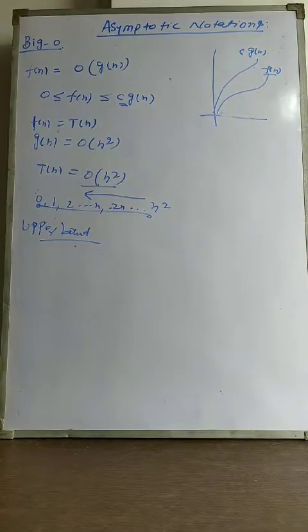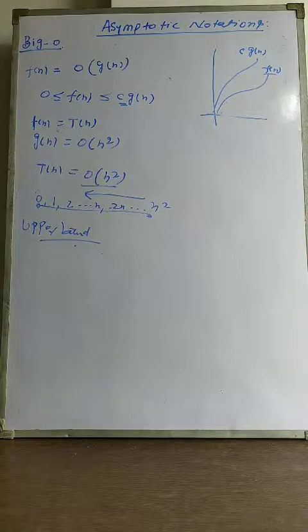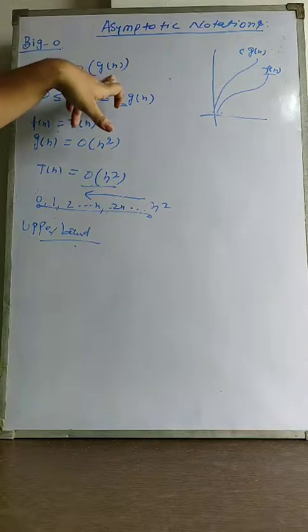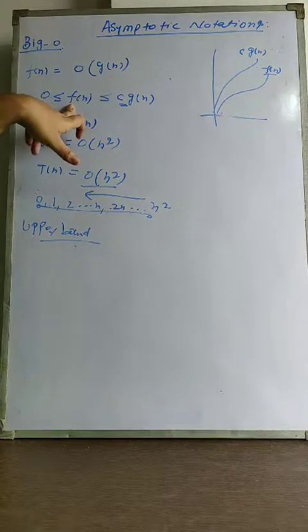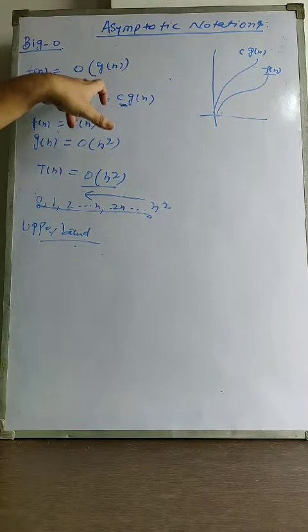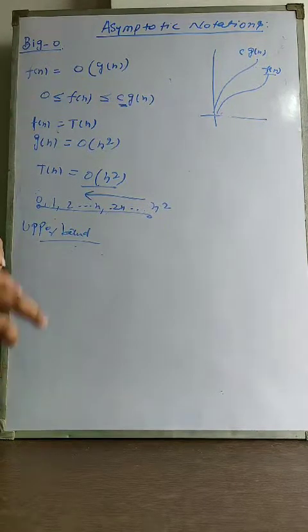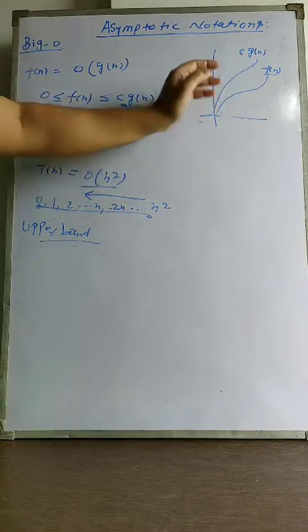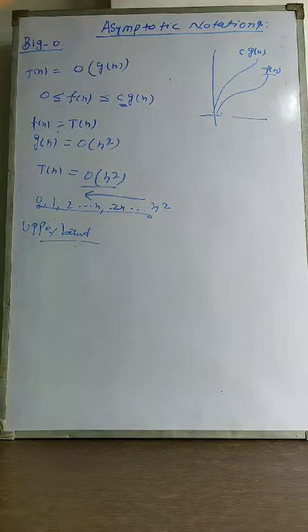Now the next notation is big O notation. So what does it mean? Big O notation says Fn is equal to big O of Gn. So it means Fn will always lie between 0 and Cgn. So big O of Gn is the upper bound for this function. It means Fn is positive and Cgn will always be the upper bound of Fn.